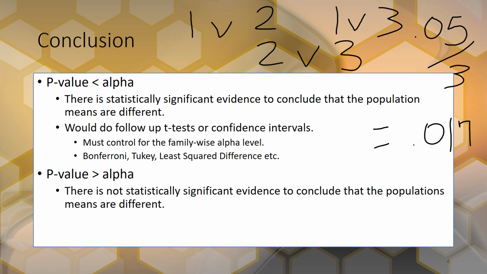And if we have a significant F statistic, then you have to do follow-up tests, because you want to know where that difference is. We don't really know what that difference is just from the F statistic. It's an overall test, an omnibus test. Okay?